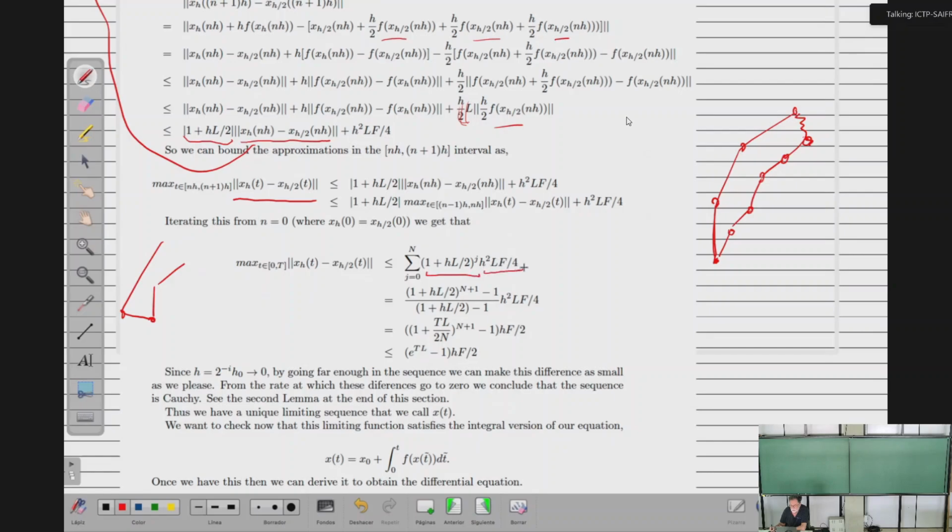This is a constant, and we have this term to the j. So it's a geometrical sum, so we can get the solution of this geometrical sum, which is this times this constant, and we can rearrange these things a bit, and then we can bound by e to the t to the l minus 1 times h f2, okay? So the distance goes to 0 like h, because these are constant. So this goes to 0 like h. And h, remember, goes to 0 like 2 to the i times h naught.